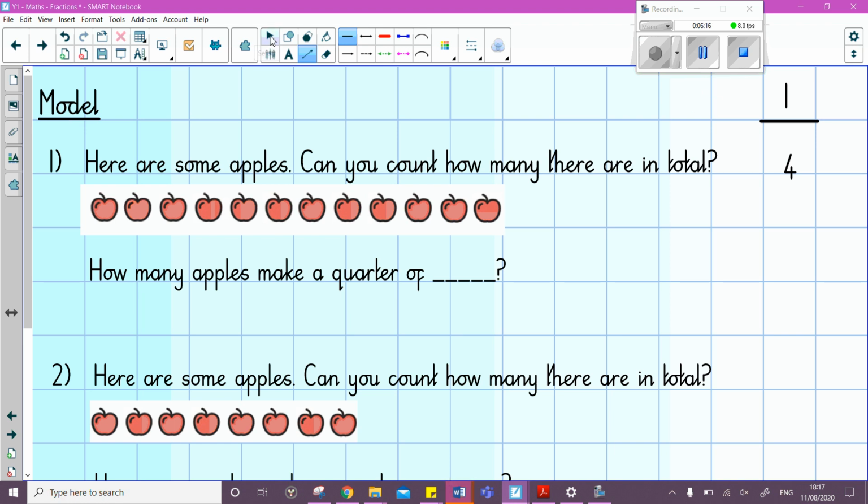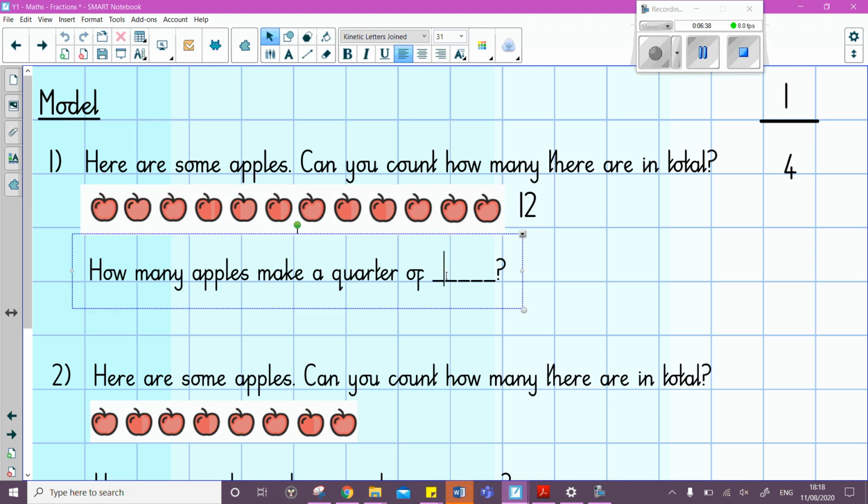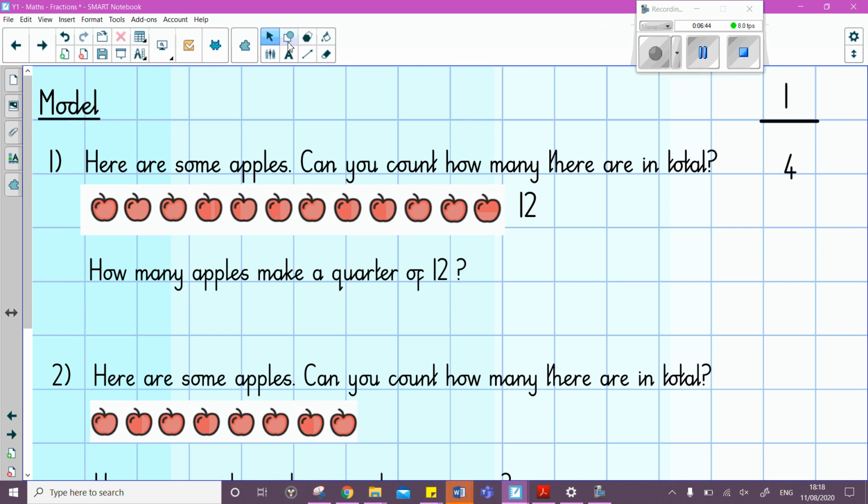So let's have a read of this first question. Here are some apples. Can you count how many there are in total? So let's count them. 1, 2, 3, 4, 5, 6, 7, 8, 9, 10, 11, 12. So there are 12 apples in total. And it says how many apples make a quarter of, well, we know now that there are 12. And we are finding a quarter, which means we are sharing into 4 equal groups.